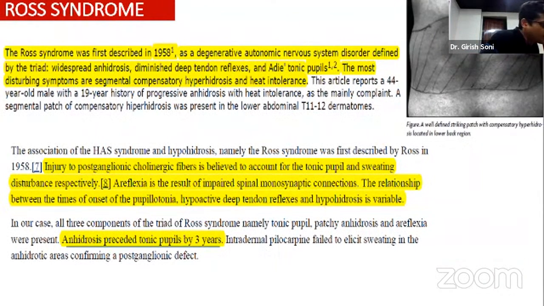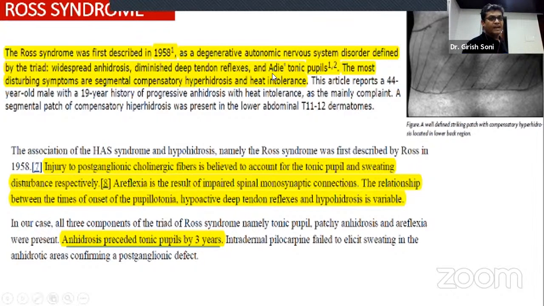So this is classical Ross syndrome, which is a degenerative condition because of affection of the postganglionic cholinergic fibers, typically a triad of anhidrosis, absence of deep tendon reflexes, and Adie's pupil or tonic pupil. The disabling symptom in such patients is compensatory hyperhidrosis and heat intolerance, as our patient also had.